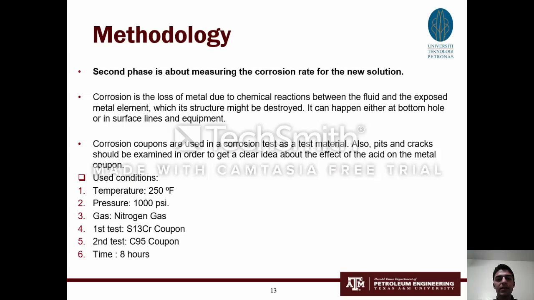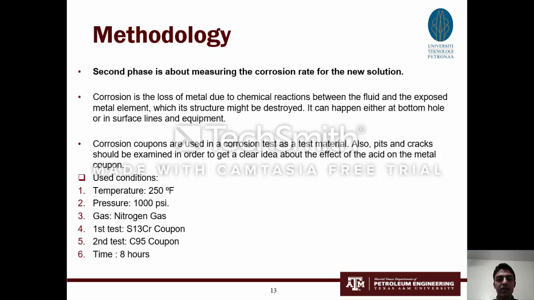Second phase. The second phase is about measuring the corrosion rate for the new solution. Corrosion is the loss of metal due to chemical reaction between the fluid and the exposed metal element, whose structure might be destroyed. It can happen either at the bottom hole or in surface lines and equipment. Corrosion coupons are used as the test material in a corrosion test.